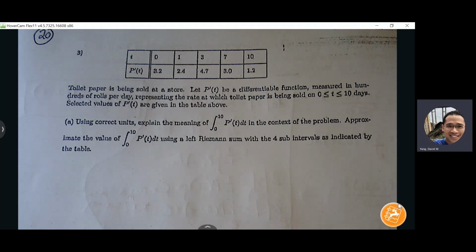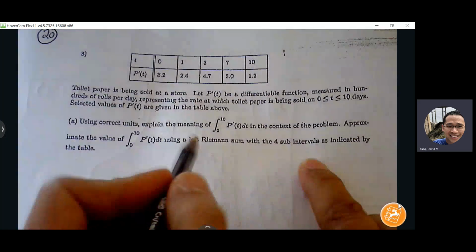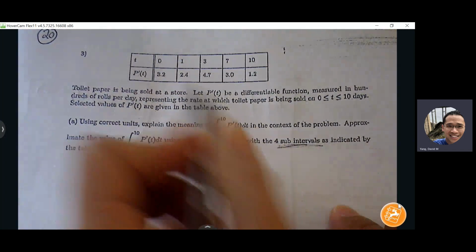Okay, next one here. All right, toilet paper is being sold at the store. Let P prime be a differentiable function measured in hundreds of rolls per day, representing the rate at which toilet paper is being sold. Selected values of P prime are given in the table. Using correct units, explain the meaning of the definite integral from 0 to 10 of P prime in the context of the problem. Approximate the value using a left Riemann sum with 4 subintervals as indicated by the table. Okay, so left Riemann sum, 4 subintervals, we create our table.